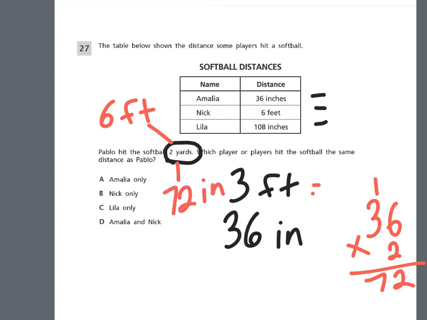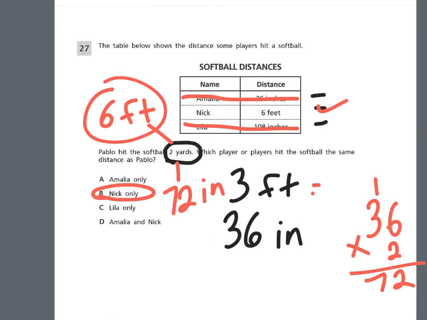So we know this one is wrong. It's supposed to be 72 inches, not 36. That would be only for 1 yard. Nick is 6 feet, so that's good, because that's the same thing as that. So far, Nick is the same. And Lila is wrong, because it should be 72 and it is 108. So it's just Nick, which is letter B.